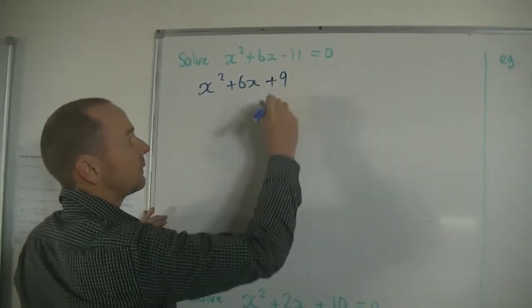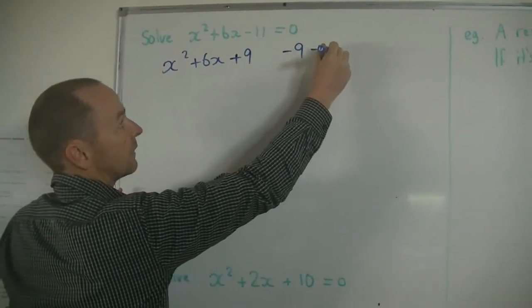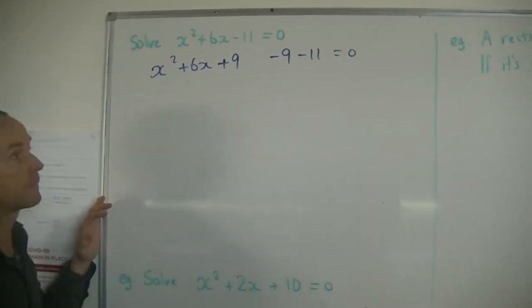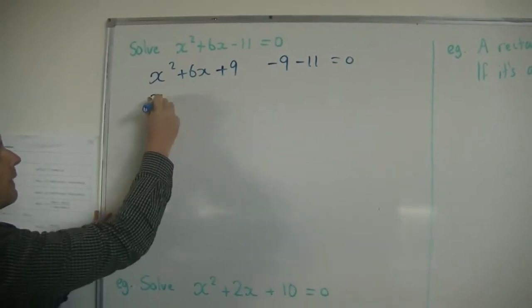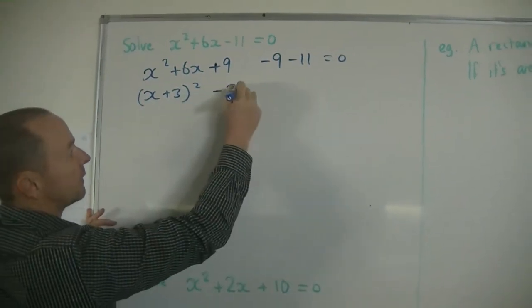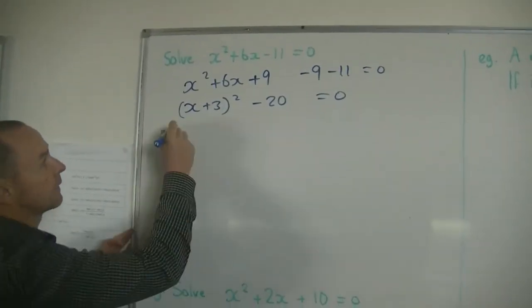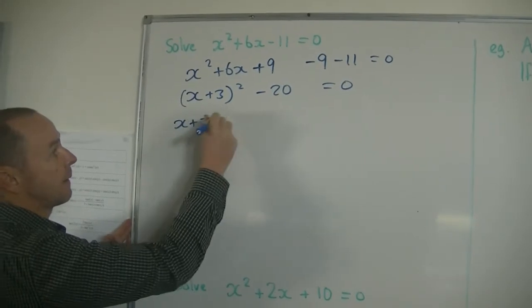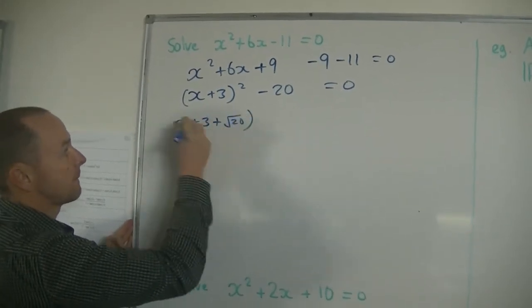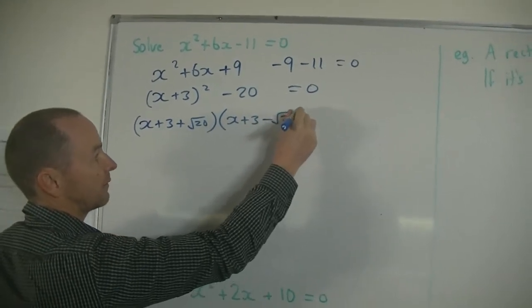So you're plus 9, but because you added 9, you must take away 9, and we've got minus 11 there, and it equals 0. So perfect square, x plus 3 all squared, and that's minus 20 equals 0. Use the null factor law. We've got x plus 3 plus root 20, and x plus 3 minus root 20, and that equals 0.